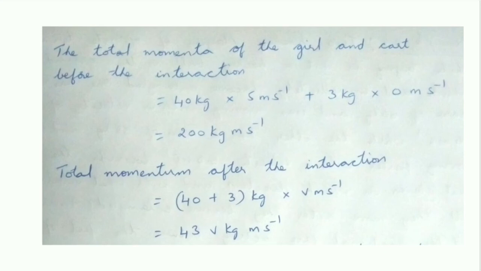Next we will find the total momentum after the interaction. That is, after the girl jumps onto the cart. Here also we use the formula for momentum equal to mass into velocity. That is (40 plus 3) kg into v meters per second. That equals 43v kg meters per second, where 43 is the total mass of the girl and the cart together and v is the velocity of the girl on the cart.